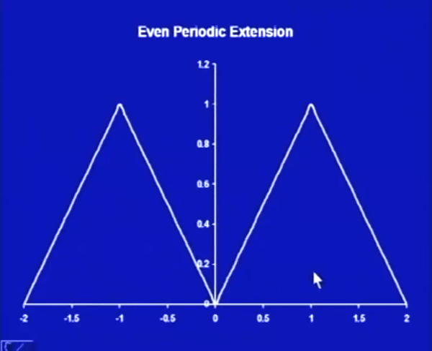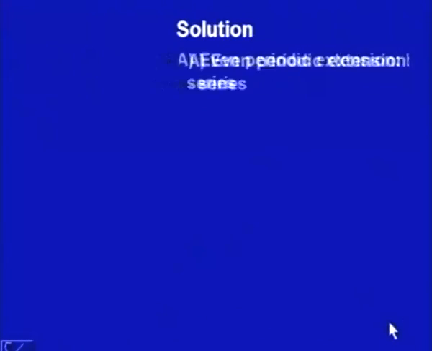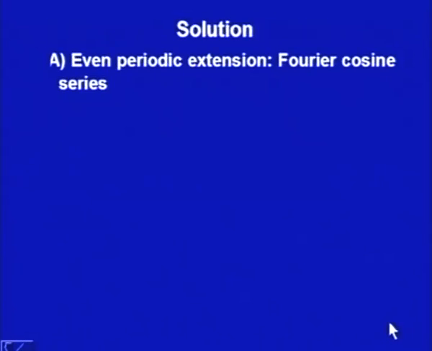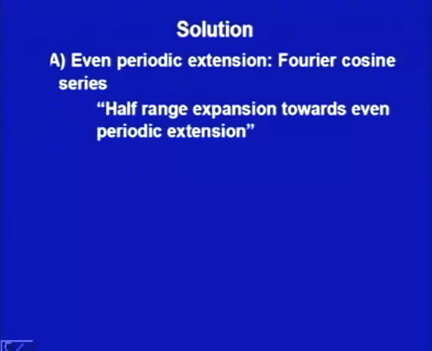So, we would just go ahead with this function now defined from minus 2 to plus 2, which is an even function, and we will repeat it. So, we can get the Fourier series. First we are doing this even periodic extension, we will get what we will call the Fourier cosine series, the half range expansion towards even periodic extension of the given function.